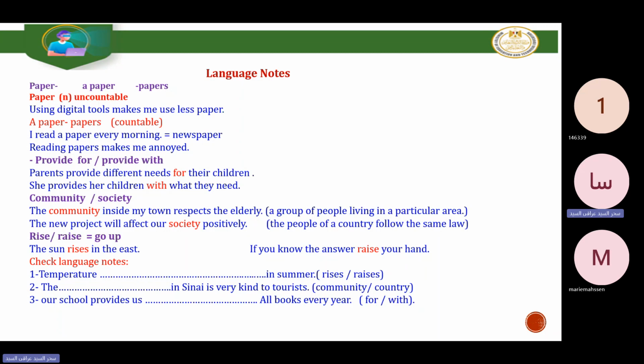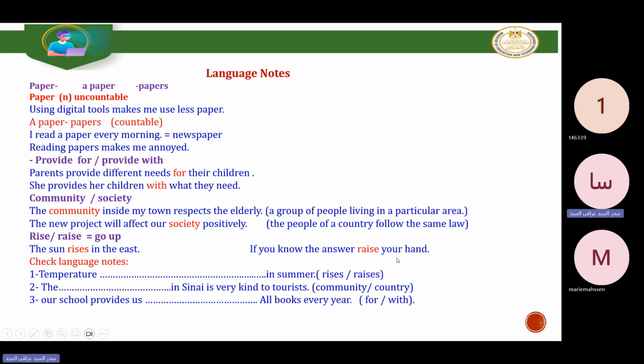What about rise and raise? Both of them mean go up and have, of course, different meanings, but here we focus on go up. The sun rises in the east. Look here, rises isn't followed by an object. But here, if you know the answer, raise your hand. Raise here must be followed by an object. So the difference between rise and raise is rise without an object and raise with an object that follows it.